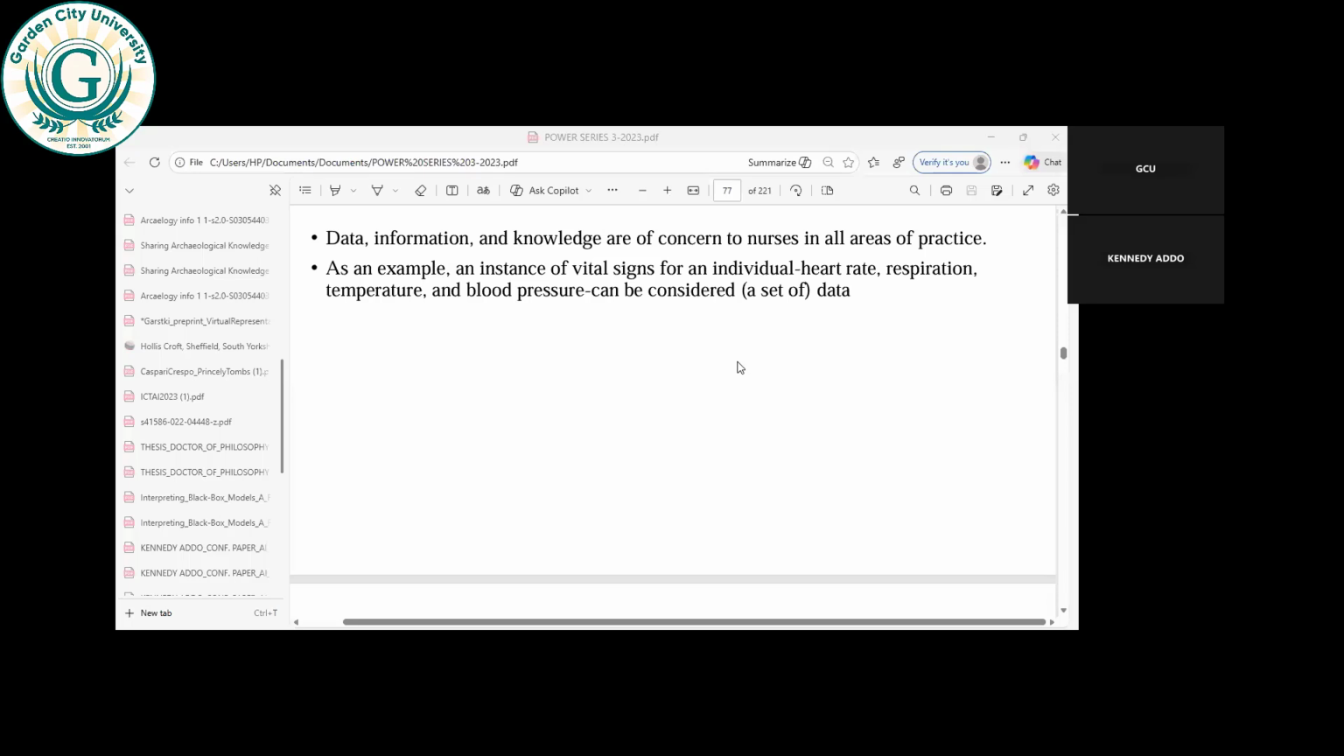We are establishing clear linkage or relationship among the major pillars of nursing communication: data, information, and knowledge. On the basis of this, if you take vital signs, it is seen as what? Data elements or data sets. So how do you contextualize this into meaningful information or knowledge? Can you do that?